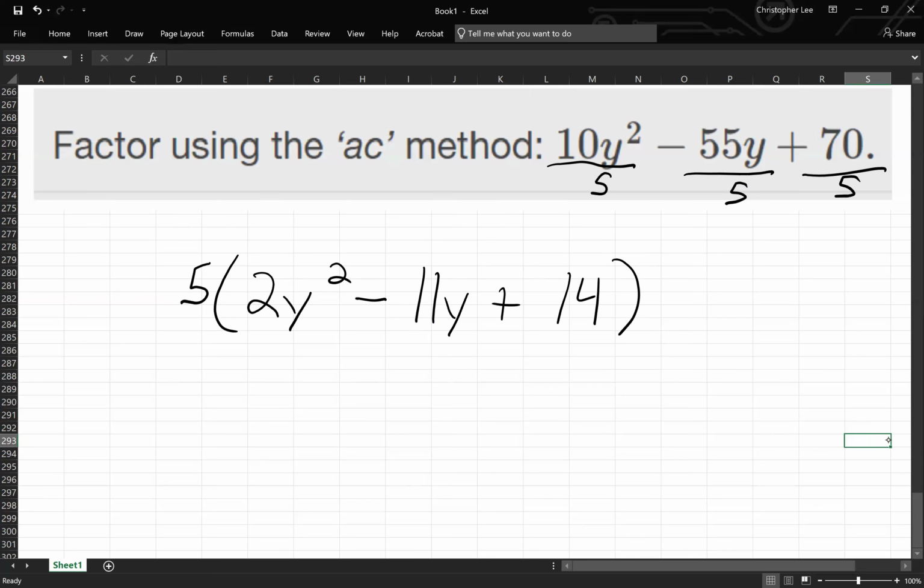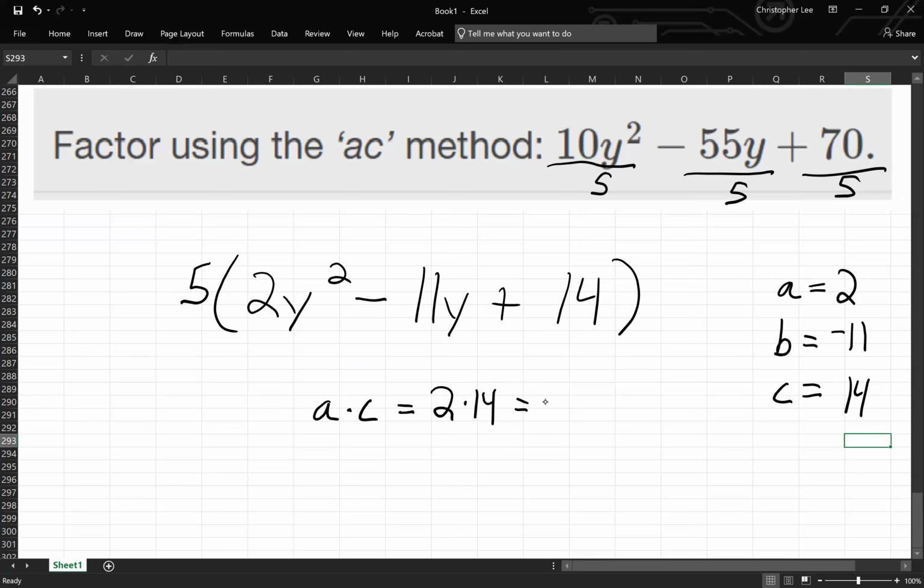And that's it. So now let's do our AC method, right? What's my A in this case? The 2, right? The coefficient, the number that's in front. What's my B? Close. Give me a better answer. Not just 11, it's what? Negative 11, right? And then C is what? 14, right? So now we want to do our AC method. So A times C, in this case, is what? 2 times 14, which is 28. Very good, right?